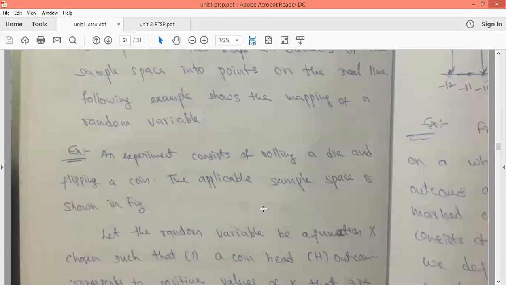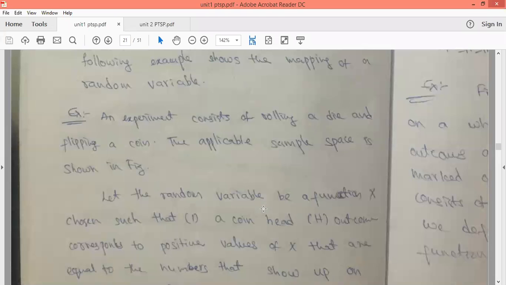For example, here we are tossing a coin and throwing a die, both at a time.